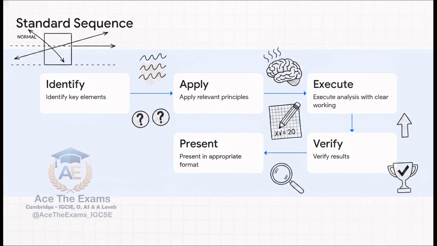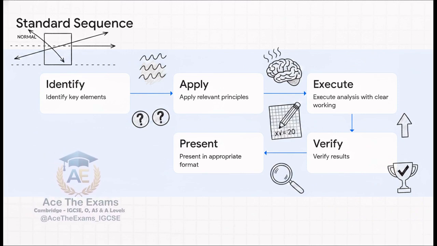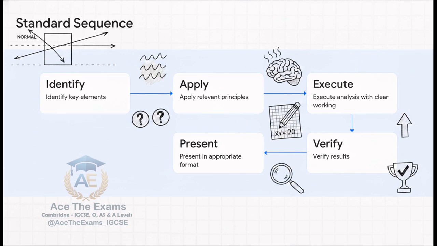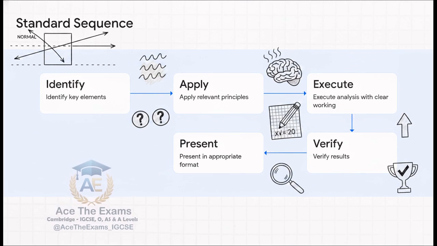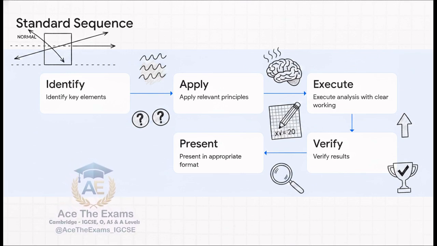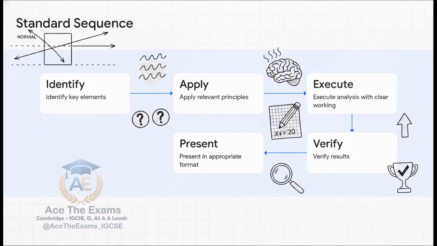Step 4, verify your results. Look at your diagram. Did the wave bend towards the normal as it slowed down? Did it make logical sense? And finally, step 5, present your findings in the appropriate format with all the correct units. Follow this blueprint and you turn red pen marks into green check marks every single time.